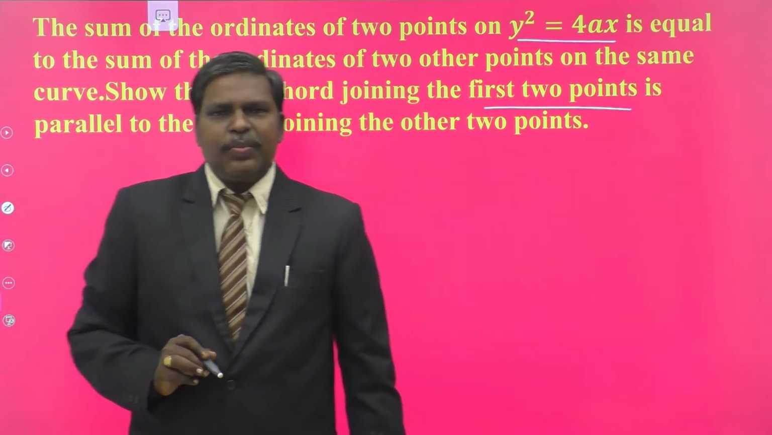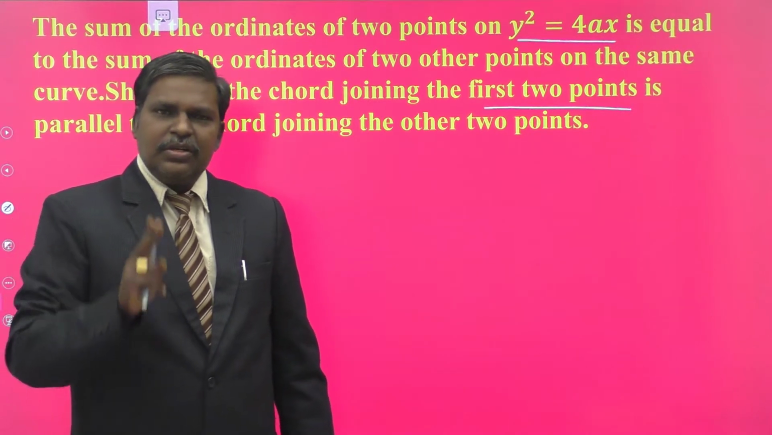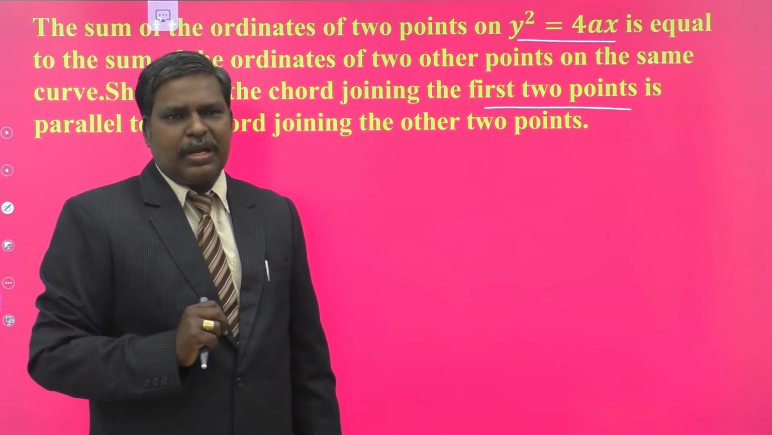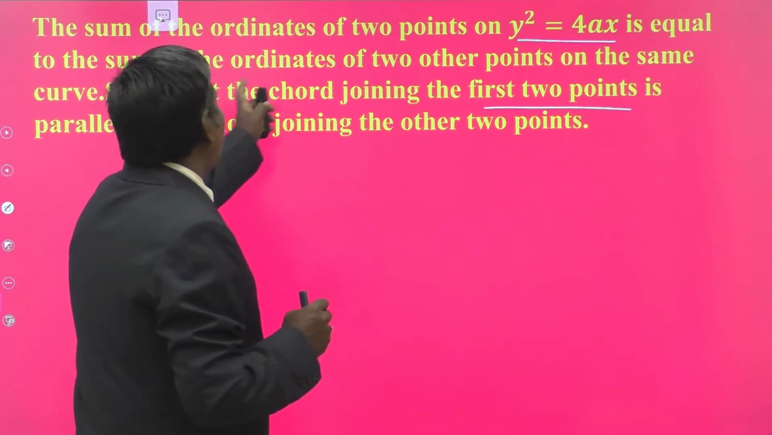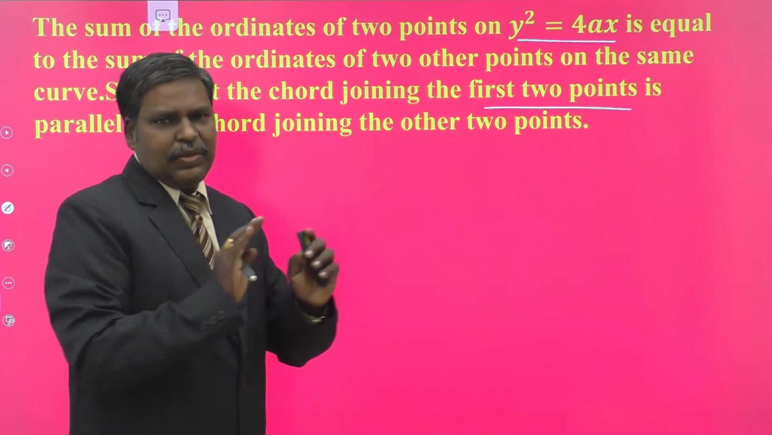So totally how many points you have to take? 4 points. You first take any 2 points on the parabola. Then what you have to find out? Sum of the ordinates of these 2 points. Keep it one side.